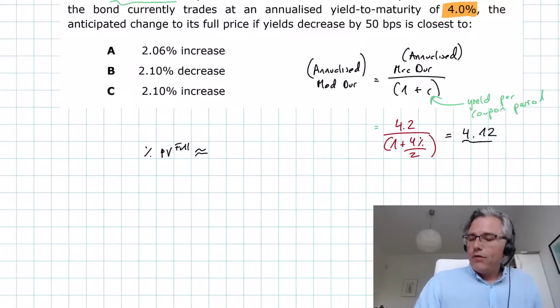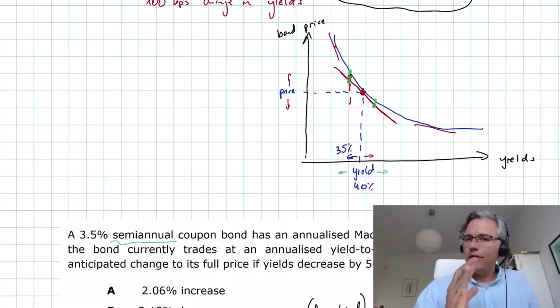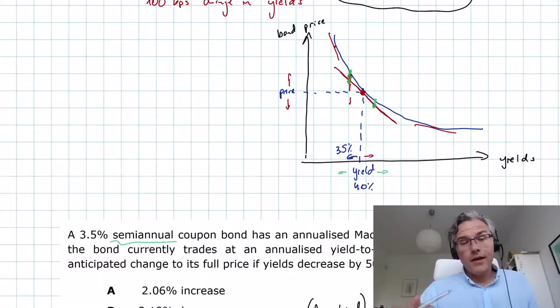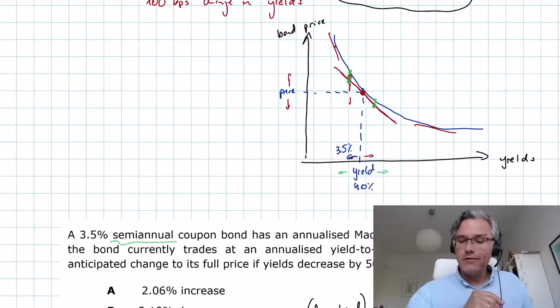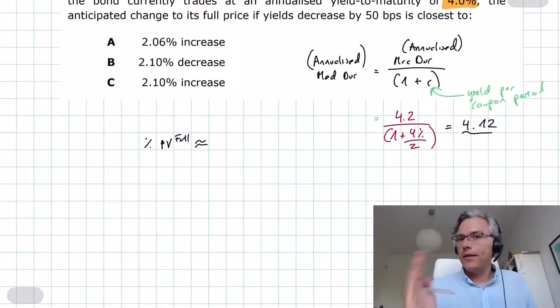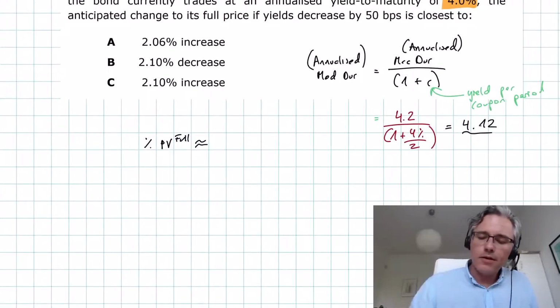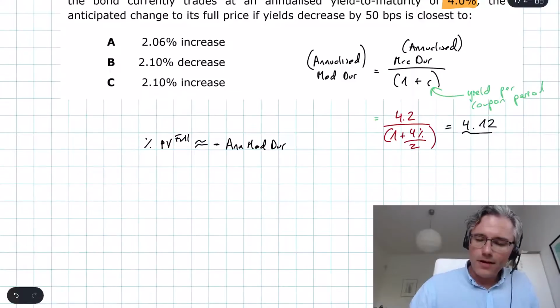the annualized modified duration, 4.12, but because when yields change, we have an inverse change to the bond price. So if yields drop by 50 basis points, half a percentage point, then bond prices go up. I'm going to stick a minus here and say annualized modified duration, which in our case is simply this 4.12.